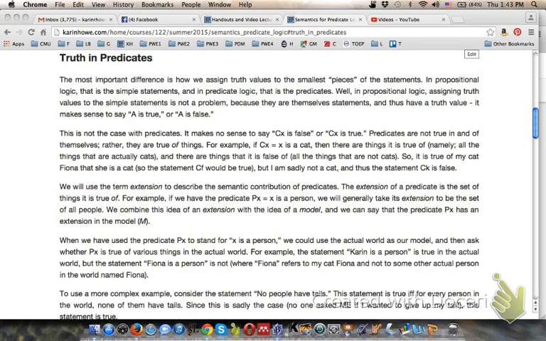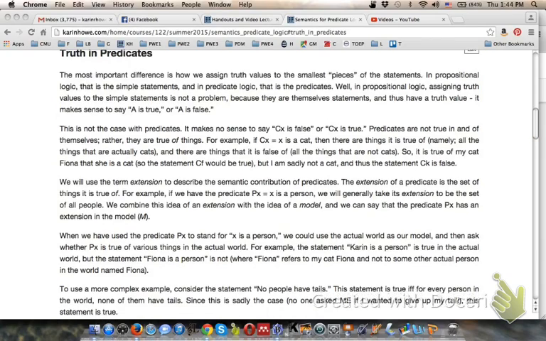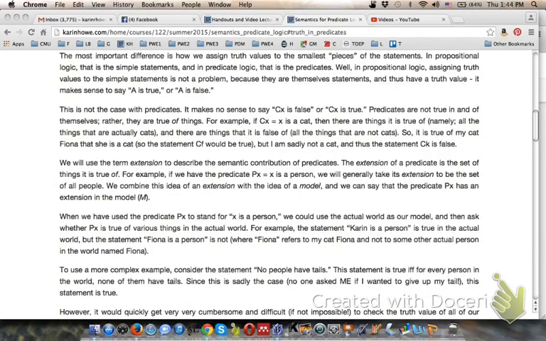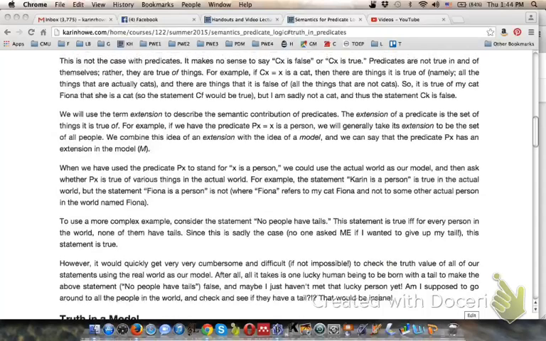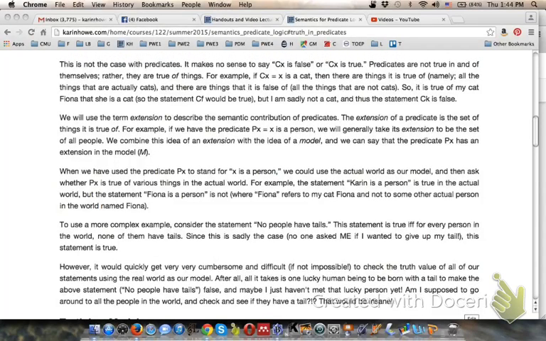When we have used the predicate Px to stand for x is a person, we could use the actual world as our model, and then ask whether Px is true of various things in the actual world. For example, the statement Karen is a person is true in the actual world, but the statement Fiona is a person is not, where Fiona refers to my cat Fiona and not to some other actual person in the world named Fiona.